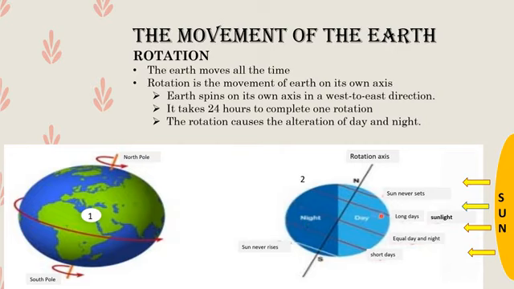In this image, you can see the area which receives direct sunlight has day. On the other side, which is the darker side of Earth, which does not receive any sunlight, has night.